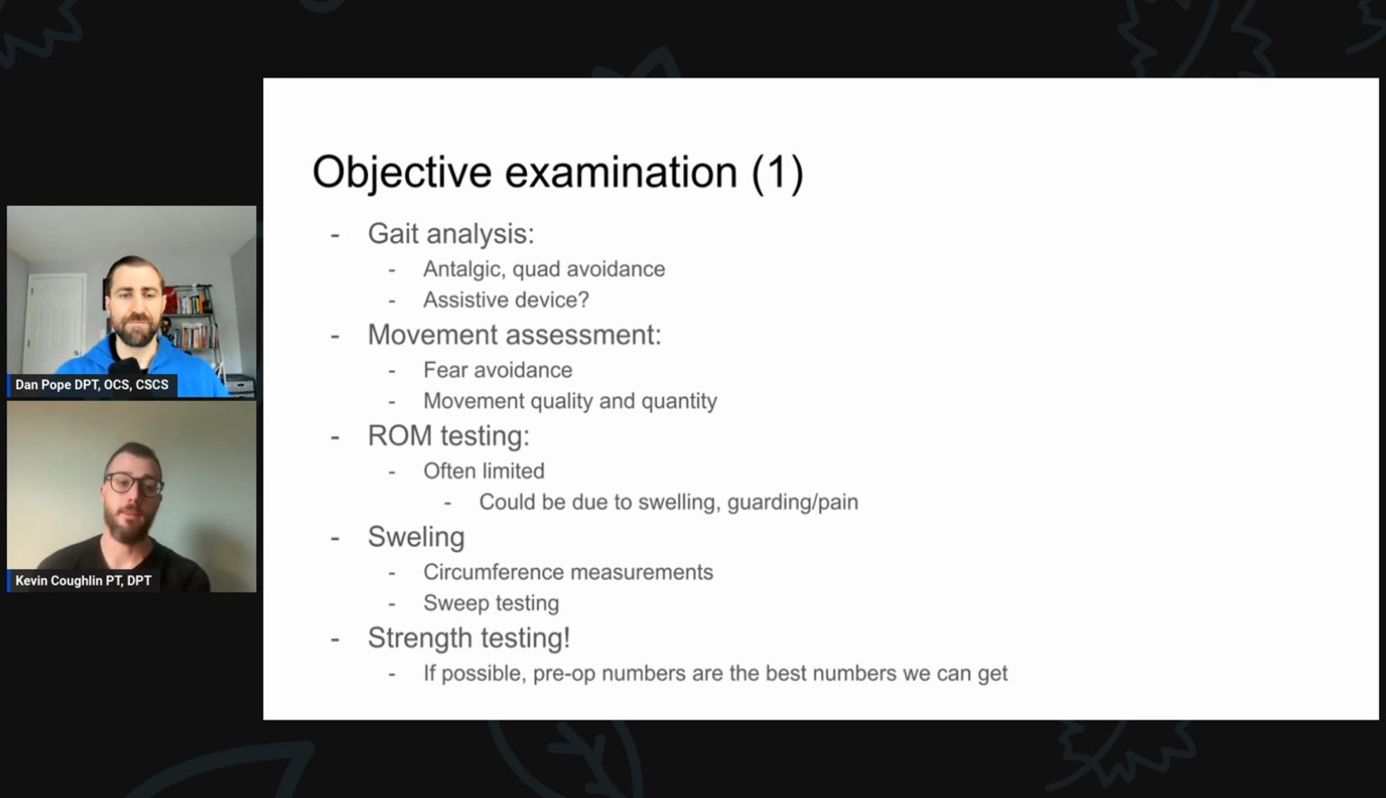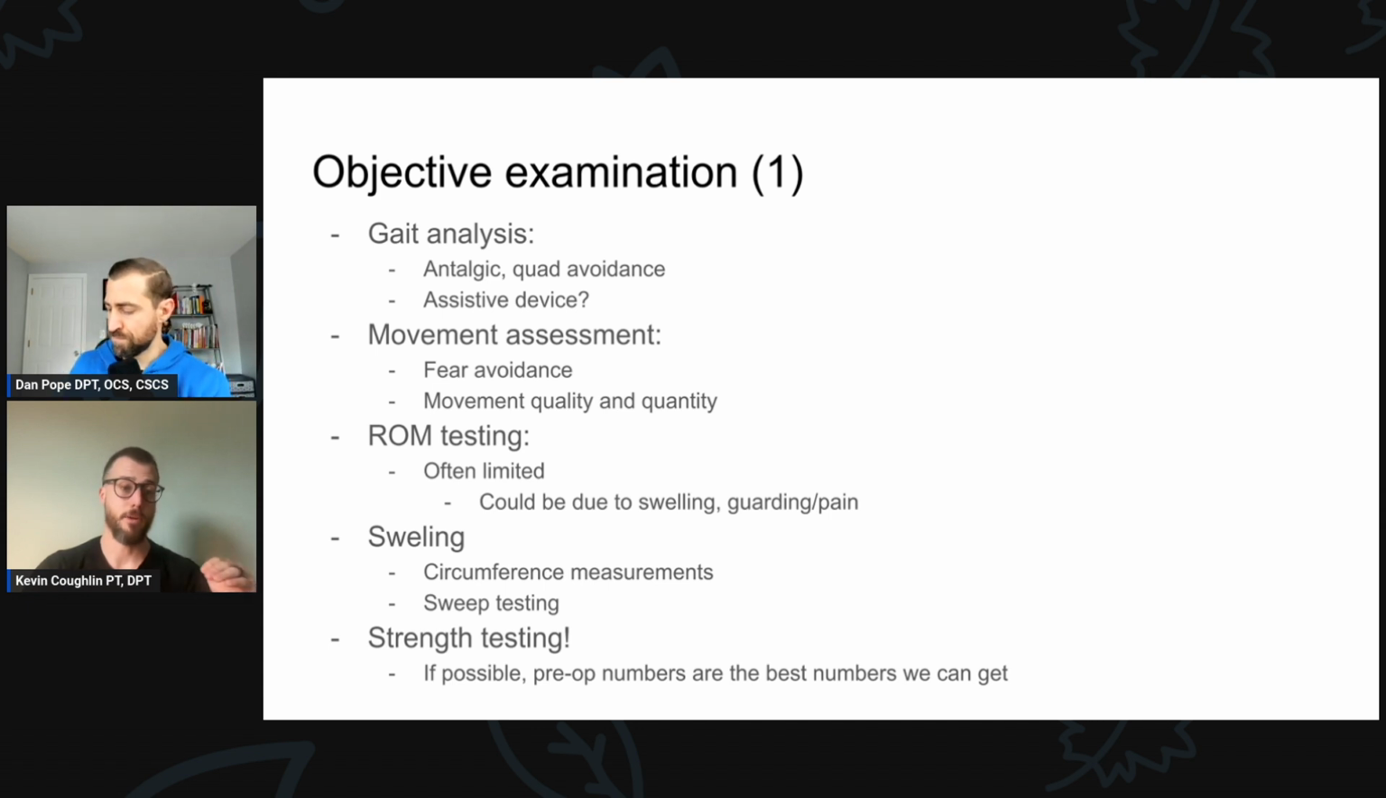And then if you have the ability to, I think on that first visit, if you're thinking they have an ACL tear, you want to do strength testing on the non-operative or the uninvolved side, because that's going to give us our best strength number for their current level of function. If this injury happened only 2 or 3 days ago, then we know they probably haven't lost much strength yet.